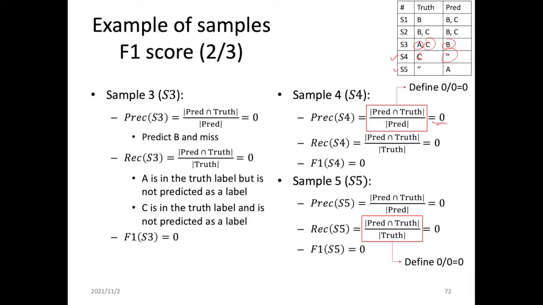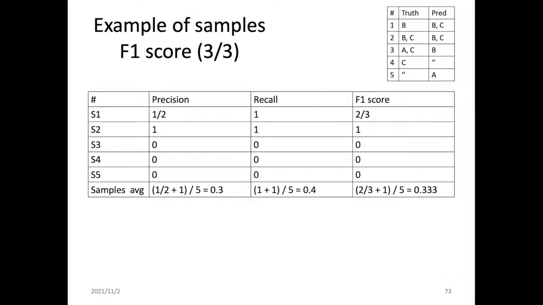Okay. Then we have 5 instances, and we have 5 precision, recall and F1 scores. And what's the simplest F1 score? It's just the average of all the F1 scores for all the samples. So we have the simplest precision, simplest recall, and simplest F1 score for this multi-label classification task.